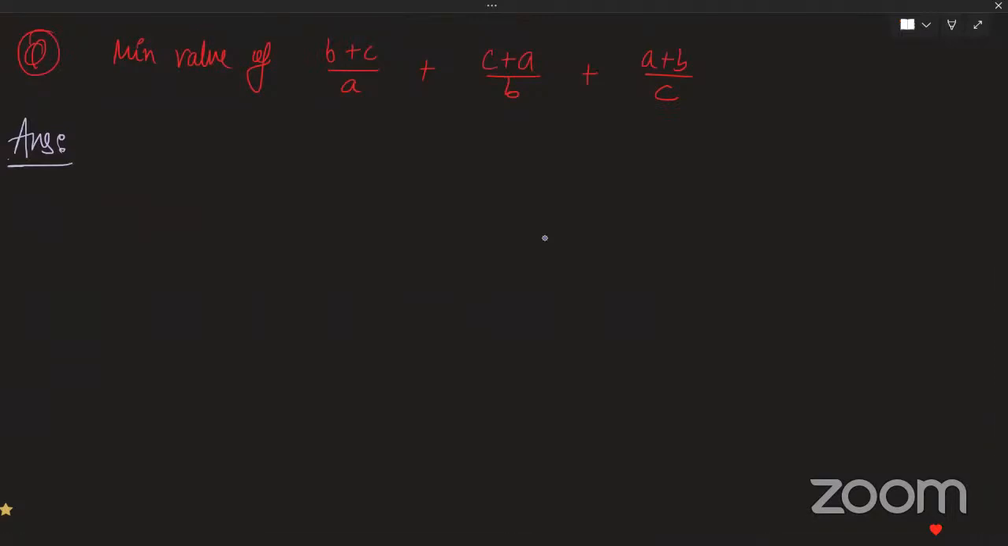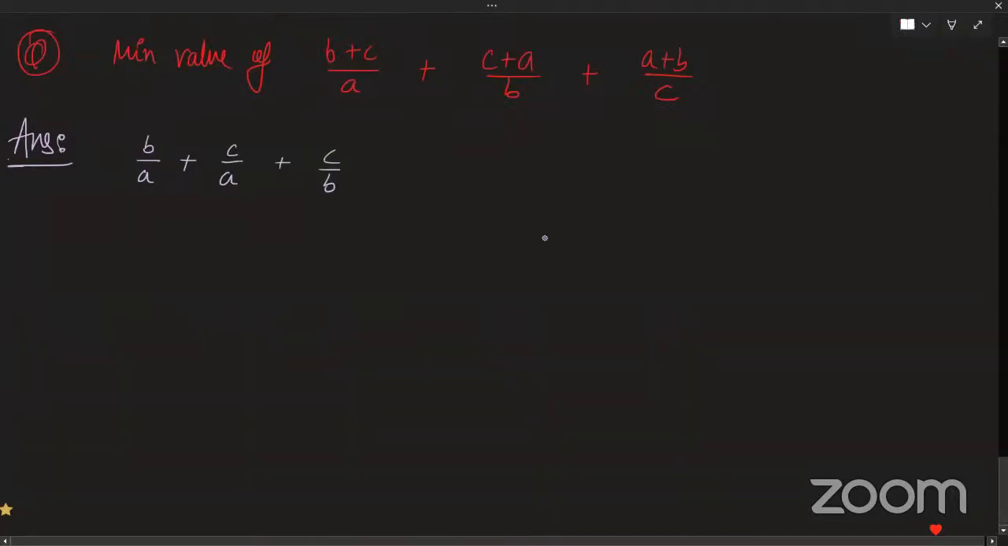Yes, sir. You can try it, but it will go really long. Then you will have terms of cubes also: A cube plus B cube plus C cube. How will that work? Just think easily. So this thing can be written as B by A plus C by A plus C by B plus A by B plus A by C plus B by C.